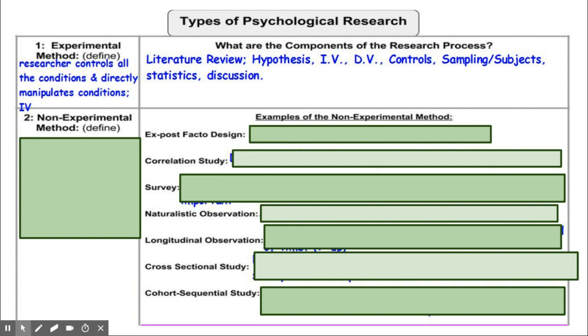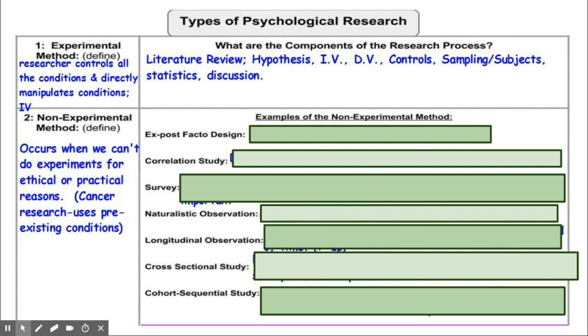And that's why we have the non-experimental method. This is a way of collecting or doing research that occurs when we can't do experiments for ethical or practical reasons. An example of that is like cancer research. If we had to just take a wide variety of people who would be in the population and sample them, we might actually be missing out on individuals who have specific forms of cancer that we really want to do the research on. So it would be a lot easier just to start with that group of patients and design our research around them.